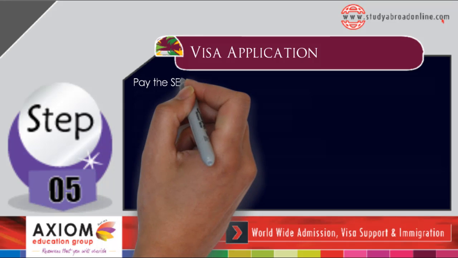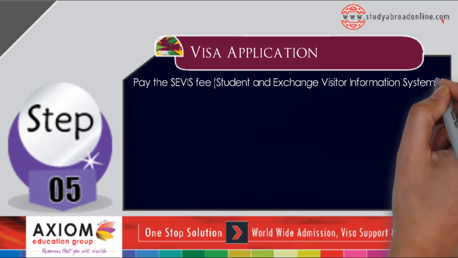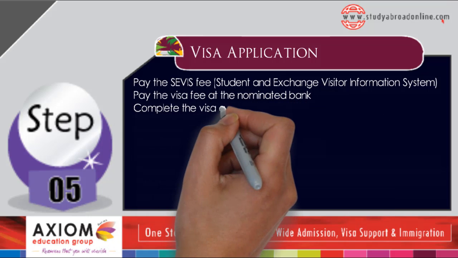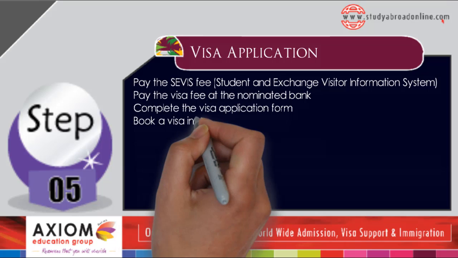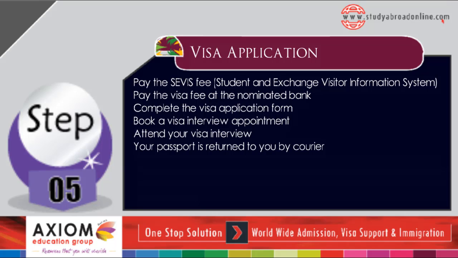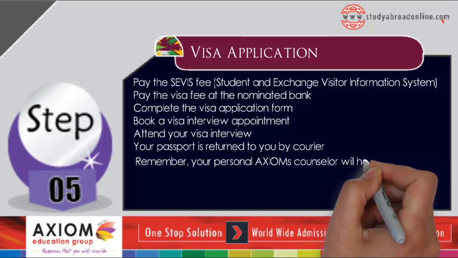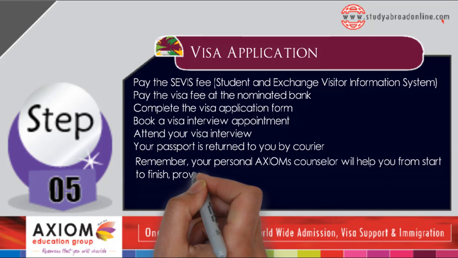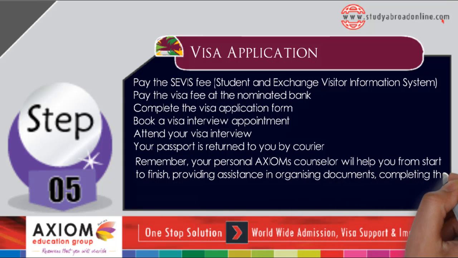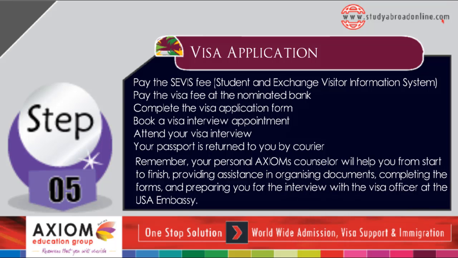Now, for this, you must pay the service fee, which is the Student and Exchange Visitor Information System fee, pay the visa fee at the nominated bank, complete the visa application form, book a visa interview appointment, attend your visa interview, and your passport is returned to you by courier after all this is done. Remember, your personal Axiom counselor will help you from start to finish, providing assistance in organizing documents, completing the forms, and preparing you for the interview with the visa officer at the United States Embassy.